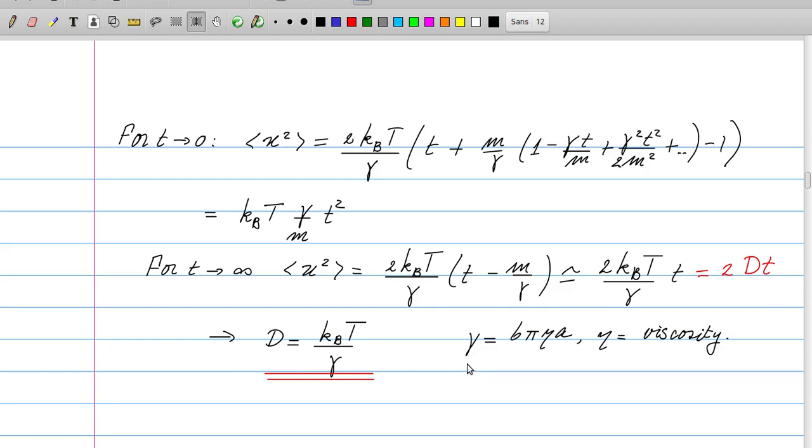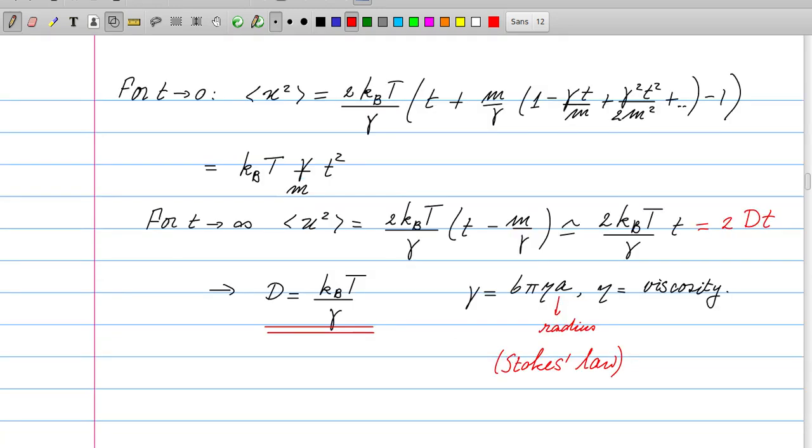This gamma, there is a hydrodynamic equation for that. It's given as 6 times pi times eta times a, where eta is the hydrodynamic viscosity and a is the particle radius. So if we have a large particle moving in a fluid and the particle has radius a, then it will experience a drag, which is given by this formula. This result is known as Stokes' law.